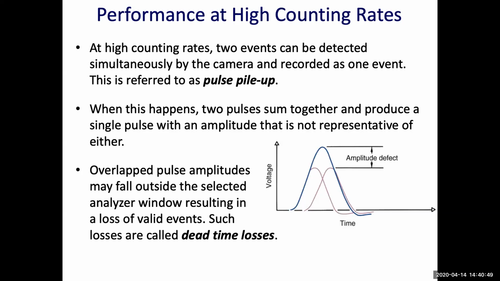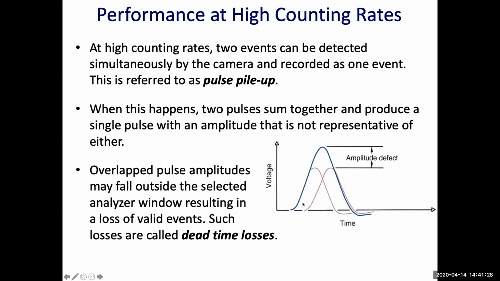We go to another factor that impacts the quality of the image, I'm sorry, the performance of the camera: its performance at high count rates. In all detector systems, there is a minimum amount of time that must separate two events in order to be recorded as two separate pulses. But the problem at high counting rates is that two events can be detected simultaneously by the camera and recorded as one event. This is referred to as pulse pile up.